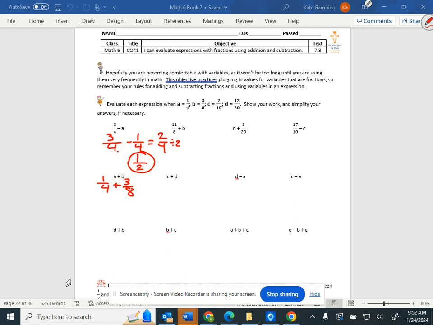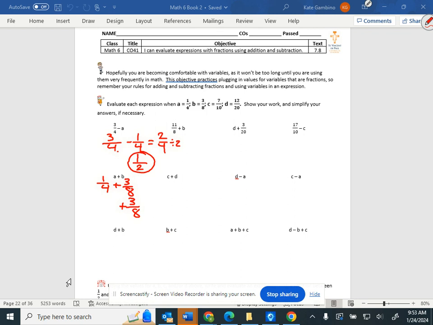Yeah. I know both 4 and 8 go into 8. So I'm going to keep 3/8 the same, and I need to make 1/4 into a denominator of 8. What do I have to do that, Layla?